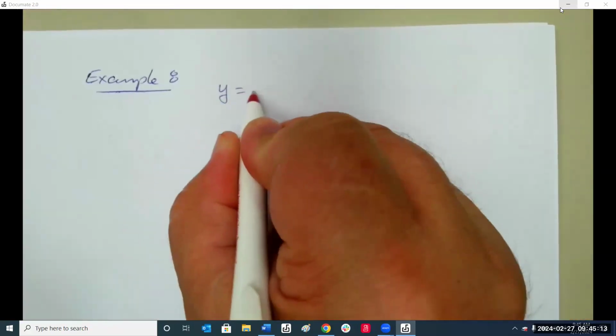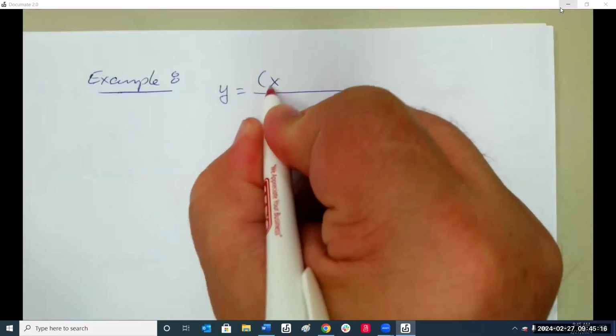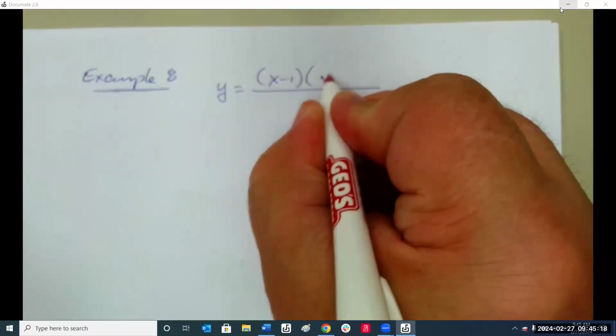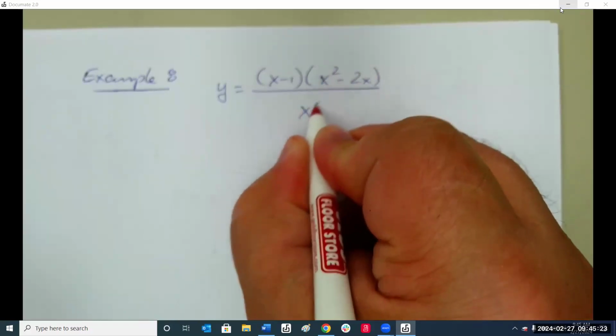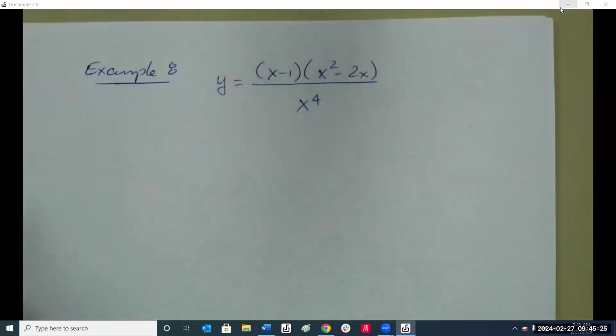Let's look at example 8. Do you need it back up there? Example 8. Y equals x minus 1, x squared minus 2x over x to the fourth. How would you approach this one?